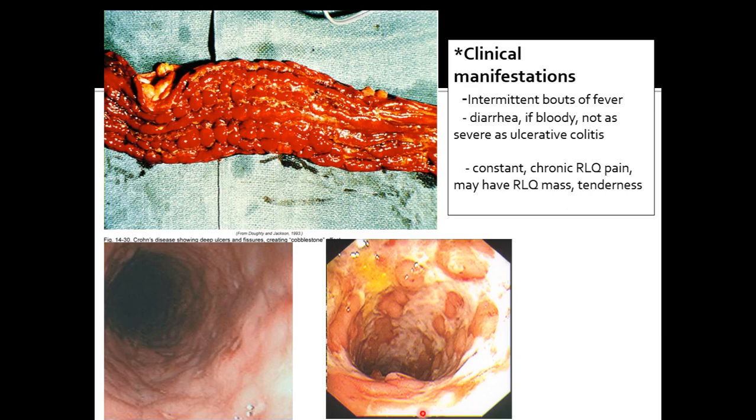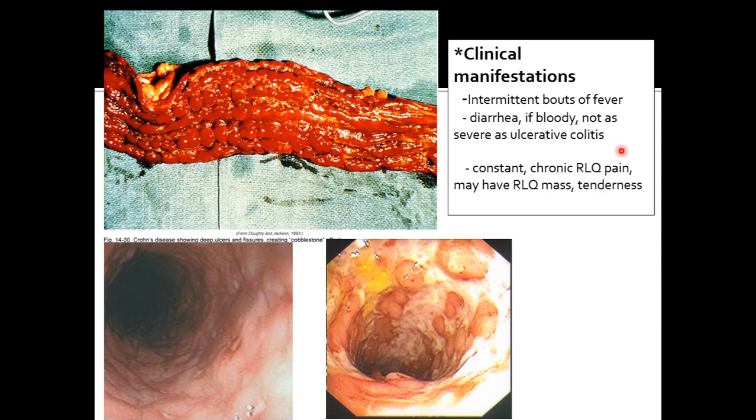And then over here, we've got an example of skip lesions where we have these areas of inflammation that looks like we can skip or jump from one to the other. And we've got some inflammatory exudate building up here as well.